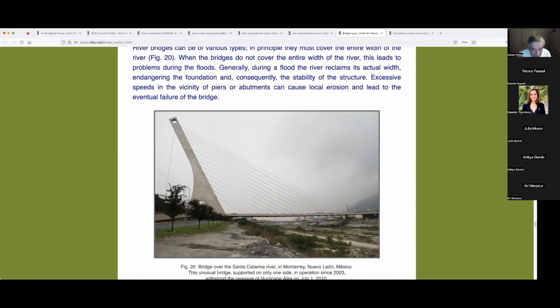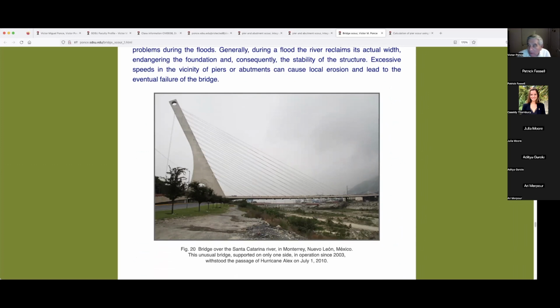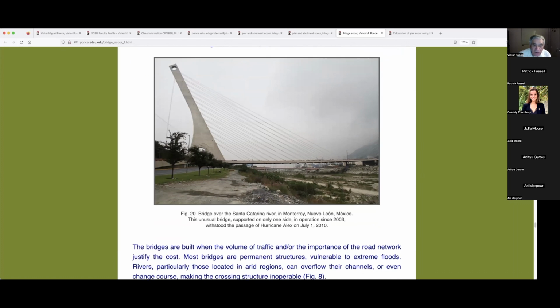And I think I already showed you the picture of the Santa Catarina River, which has a bridge suspended on one side that was built by choice of the engineers, the people in charge, even though the bridge cost more than 2.5 times more money than a conventional bridge supported on both sides. They decided to do this because they had money. The people in Monterey, they have money. It's a very rich city because it is an industrial city. There's a lot of taxes and so forth. So that's the bridge over the Santa Catarina River in Monterey.